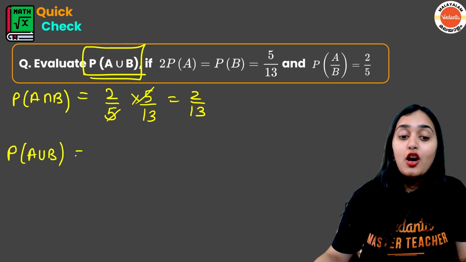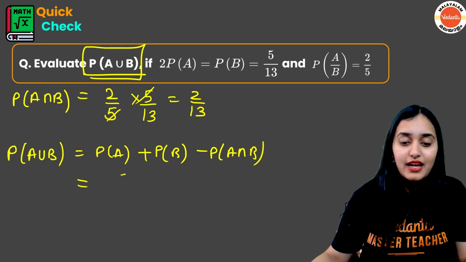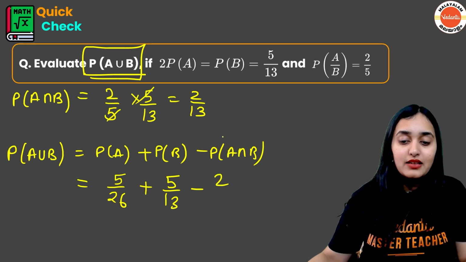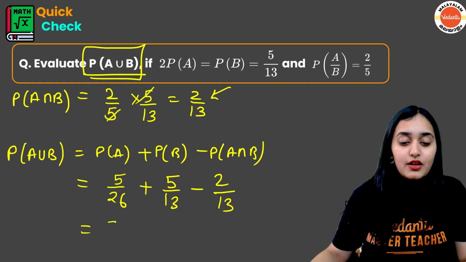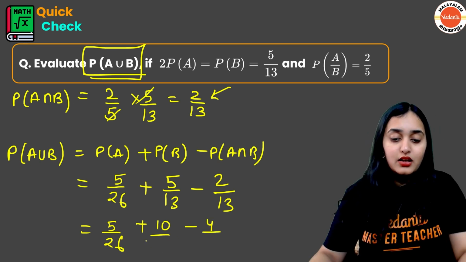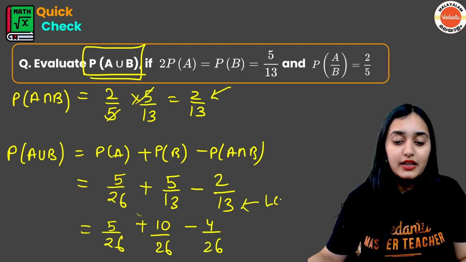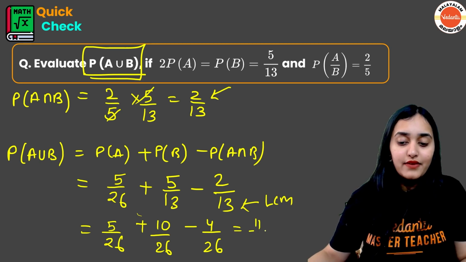We know the formula of A union B. A union B is what? Probability of A plus probability of B minus probability of A intersection B. Probability of A is 5 by 26. Probability of B is 5 by 13. A intersection B we just now calculated, 2 by 13. Take out LCM and solve. So LCM will be 26, right? So this will be 10 by 26, and this will be 4 by 26. I am just taking LCM of the denominator. So 5 plus 10, 15. 15 minus 4, 11. So this is 11 out of 26.